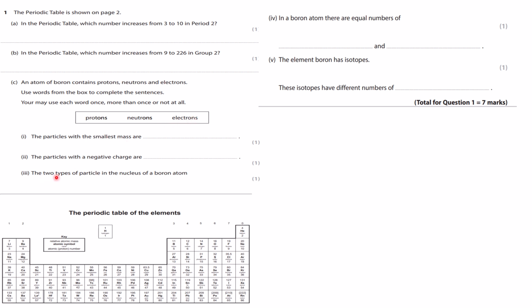Question 3. There are 2 types of particles in the nucleus of a boron atom. In the nucleus, we have protons and neutrons only. Okay, so it's going to be protons and neutrons only.